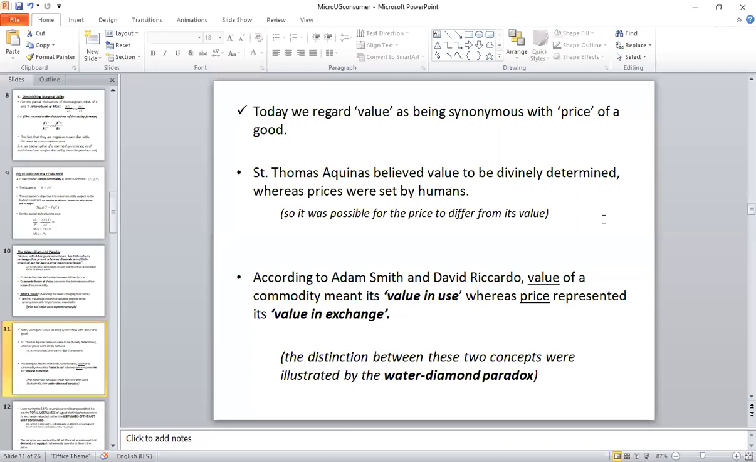Okay, now we are looking at the evolution of the meaning of value. According to Adam Smith and David Ricardo, value of a commodity means value in use, whereas price represented its value in exchange. So we have value in use and value in exchange. So water has a high value in use, but it has a low value in exchange.